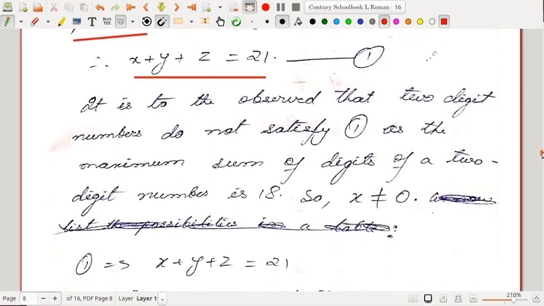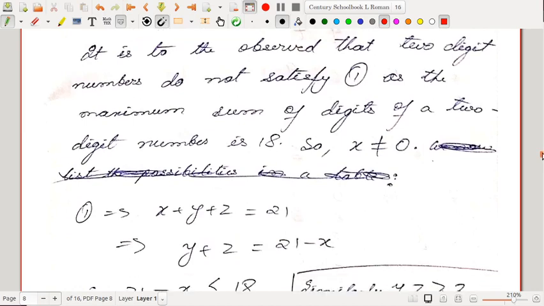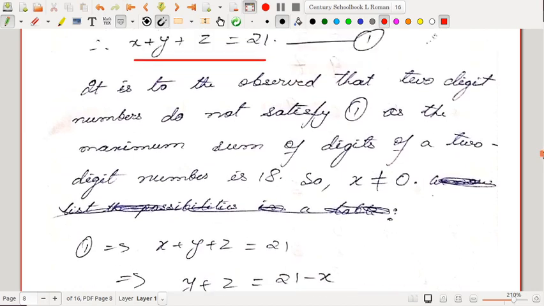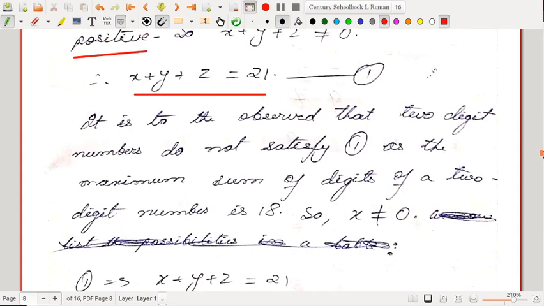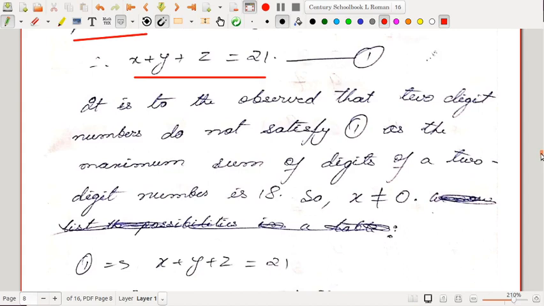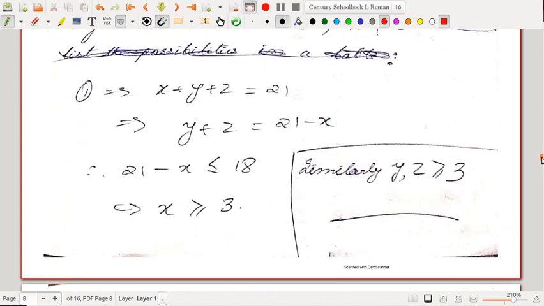It is to be observed that the 2-digit numbers do not satisfy this equation, as the maximum sum of the digits of a 2-digit number is 18. If the number is of 2 digits, then x has to be 0, so y plus z is 21, but that is not possible because the maximum value of y and z is 9. 9 plus 9 is 18, which is less than 21. So the number has to be of 3 digits, so x should be non-zero.